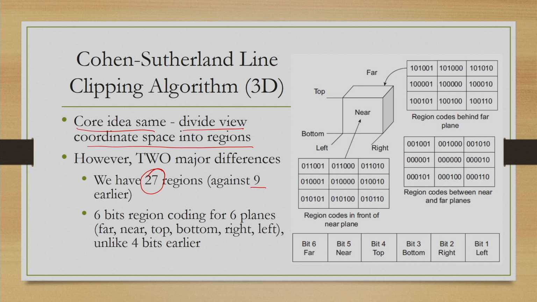Since we have 27 regions, each region needs to be represented with 6 bits, each bit for one of the 6 planes that define the canonical view volume: far, near, top, bottom, right, left. This is in contrast with the 4 bits earlier used to denote the 4 sides of the window.